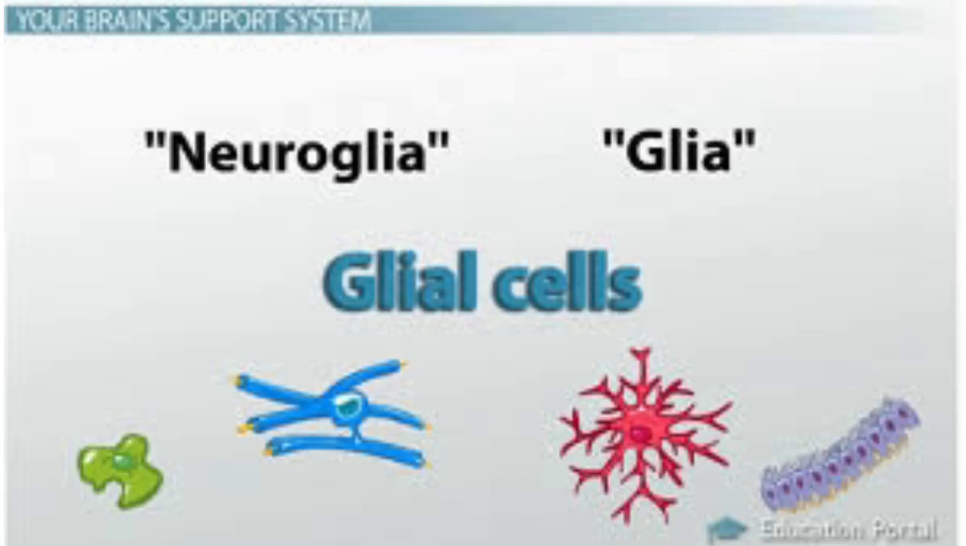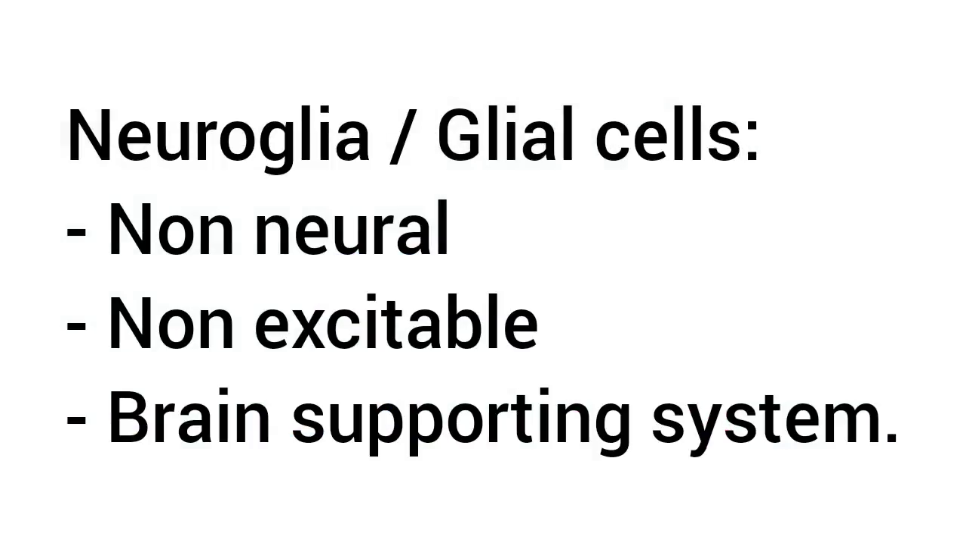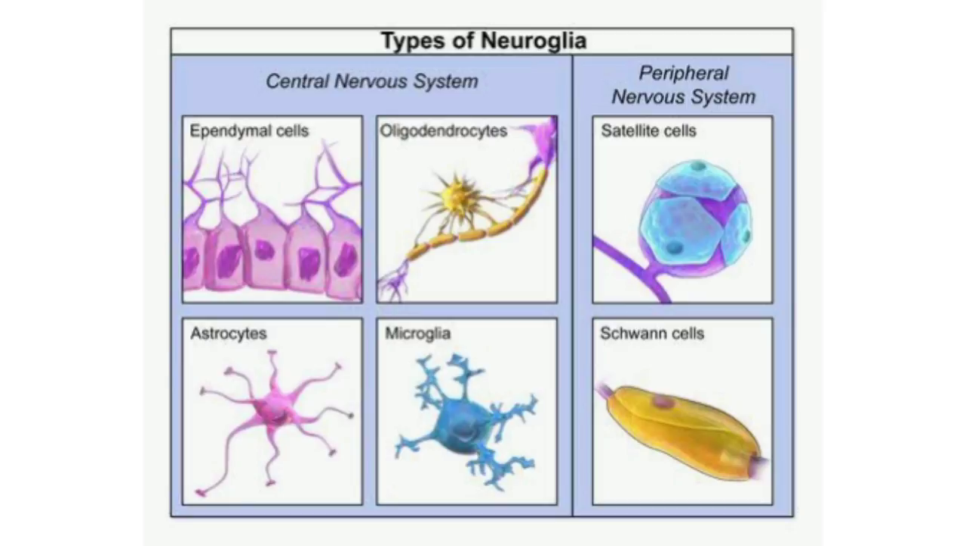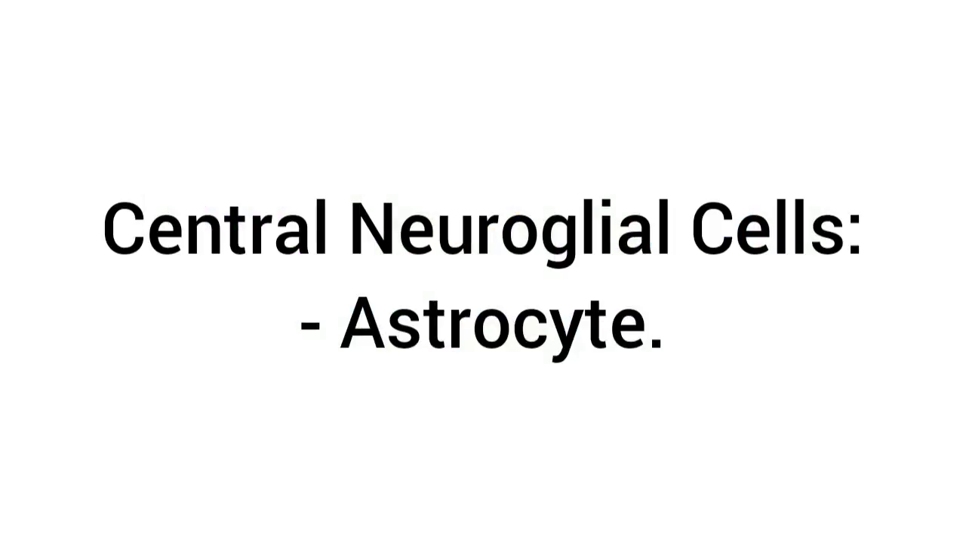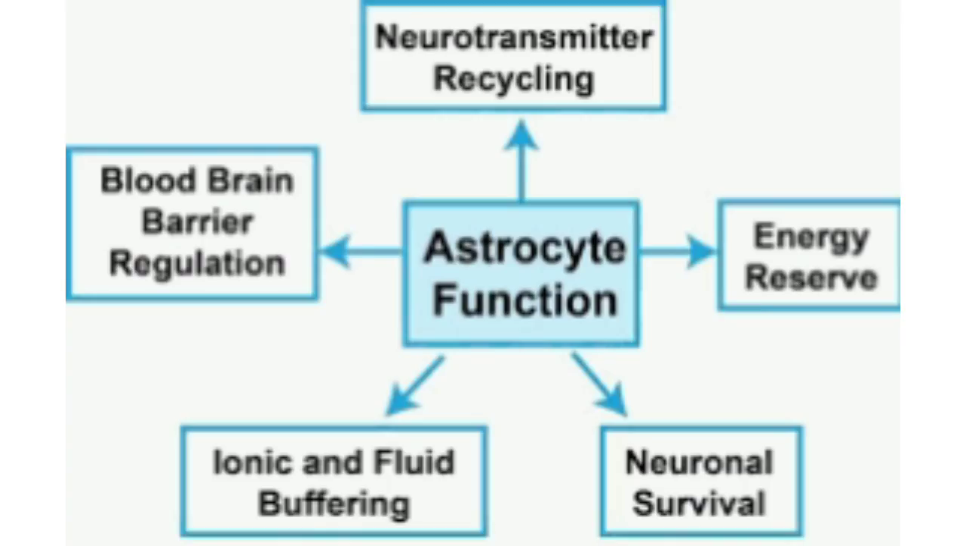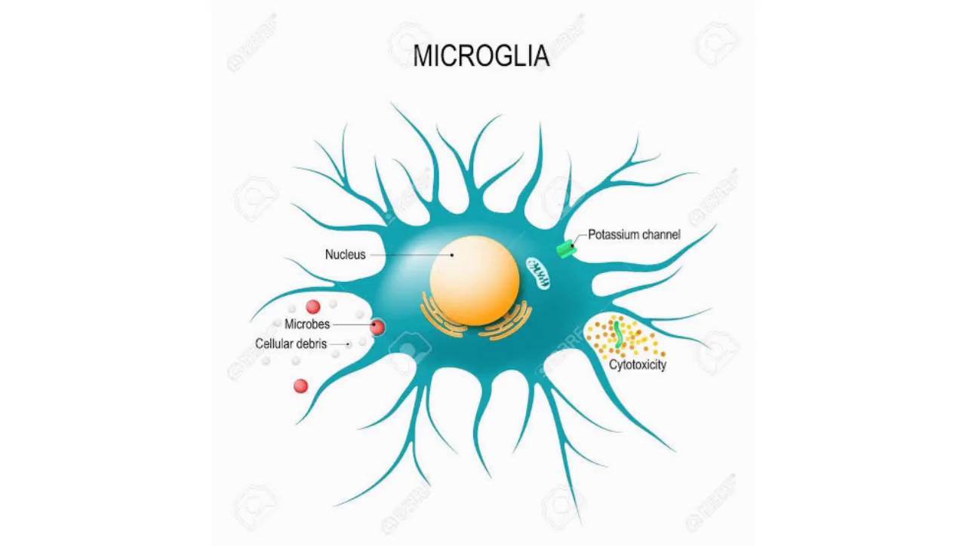Now we'll see neuroglia. These are non-neural cells, non-excitable cells, and they are the supporting cells of the nervous system. They are divided into central and peripheral neuroglial cells. The central neuroglial cells include astrocytes. They help in blood-brain barrier formation. They also help as tight junctions. It also helps in regulating the neurotransmitter levels.